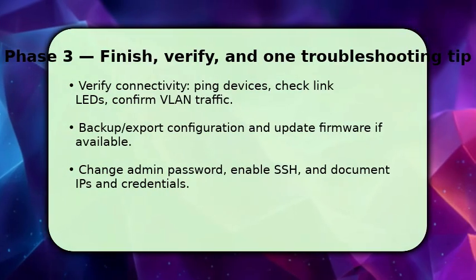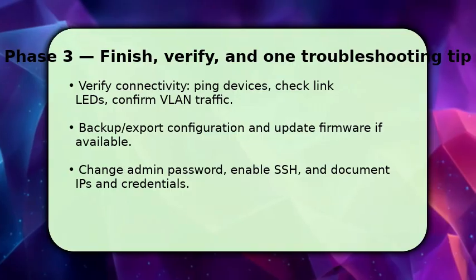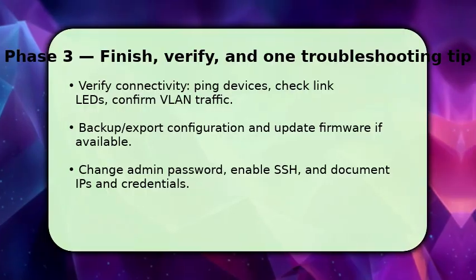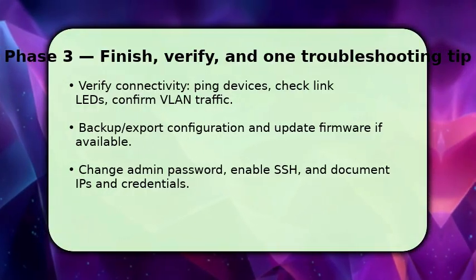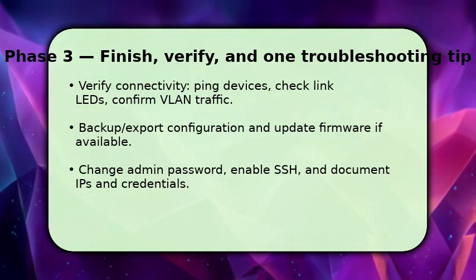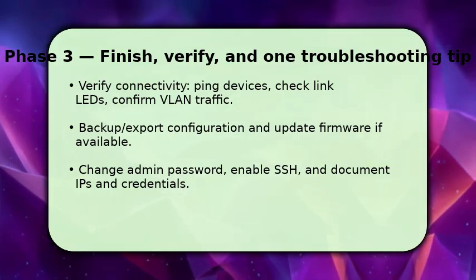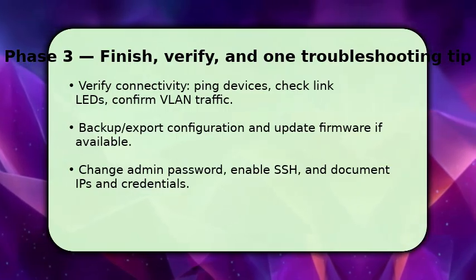Make changes deliberately, apply them, and use the save or write command to persist settings across reboots. Finish by validating your changes. Ping critical devices, inspect link LEDs, and confirm VLAN separation or trunk behavior under real traffic. Once satisfied, export a backup of the config, and if a stable firmware update exists, apply it to reduce bugs, then enable SSH and lock down the account.